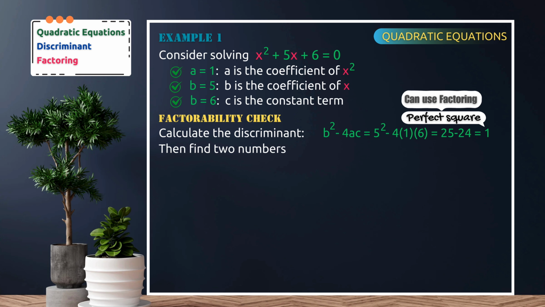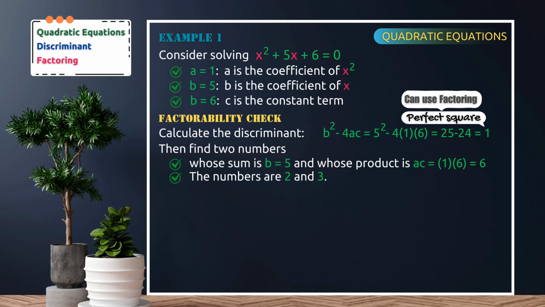To factor, we find two numbers whose sum is b, that is 5, and whose product is a times c, which is 6. Those numbers are 2 and 3.